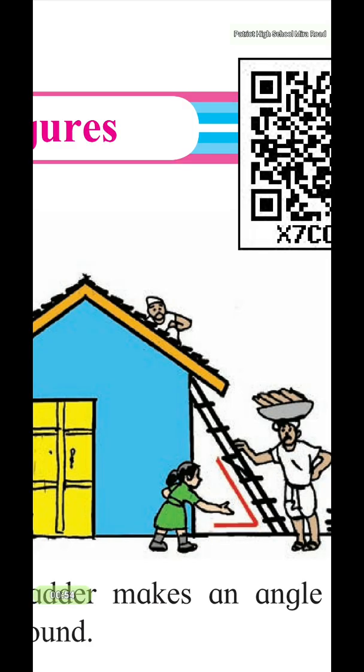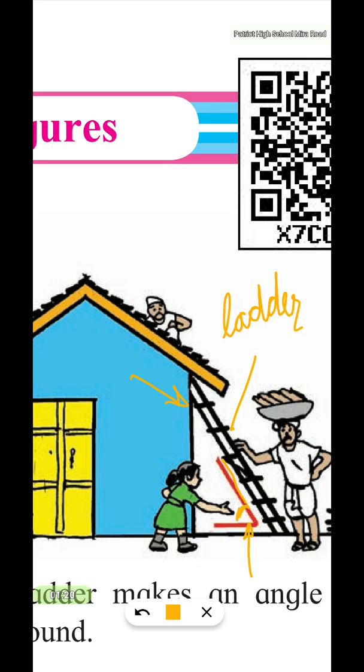The girl is pointing at the angle which the ladder makes with the vertical wall of the house. So this is the vertical wall. This is the wall, and the ladder makes an angle with the wall. So this is the angle which the ladder makes with the vertical wall of the house.